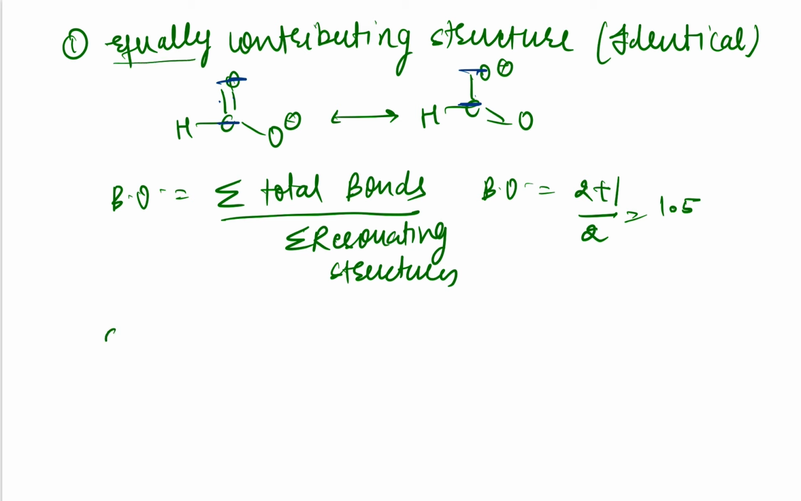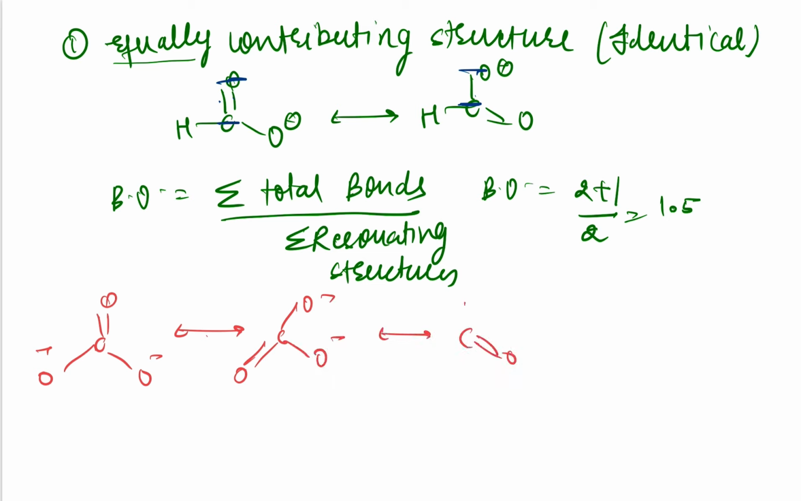Let's see one more, C double bond O, O negative and O negative. Here also let's fix any bond. 1, 2, 3, 4. 2 plus 1 plus 1 divided by 3. So here it will be 4 by 3.